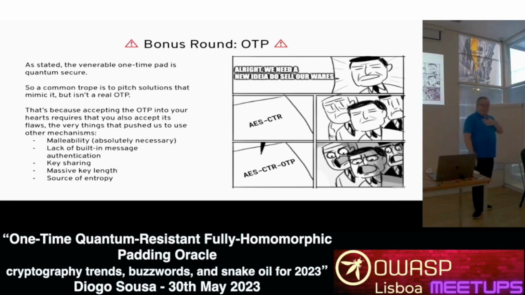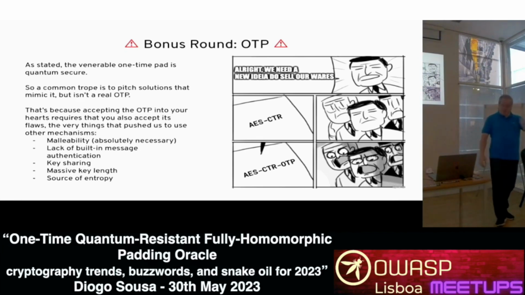Accepting the one-time pad into your hearts means you also accept its flaws and that you accept the very things that push you to use other mechanisms. So you have the malleability, like the ciphertext can decrypt into whatever plaintext it can be. That's one of the reasons why the one-time pad is information theoretically secure. It has no built-in message authentication. Sharing the key, because the key is as big as the plaintext, is extremely hard. And getting a proper source of entropy is also extremely difficult.